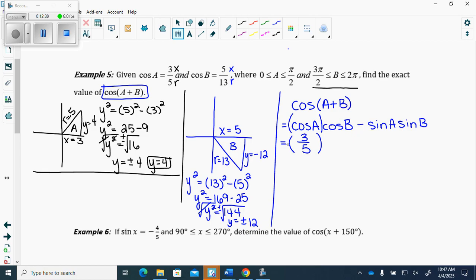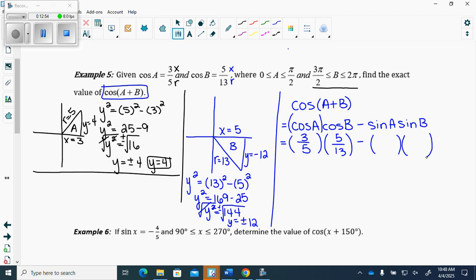Cos B is what? 5/13. And then if I get this filled in, I often get blanks here. They're like, well, they ain't giving it to me. I can't do it. And you can, because you have triangles. You have triangles filled in.